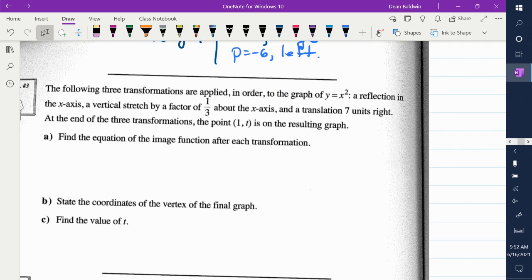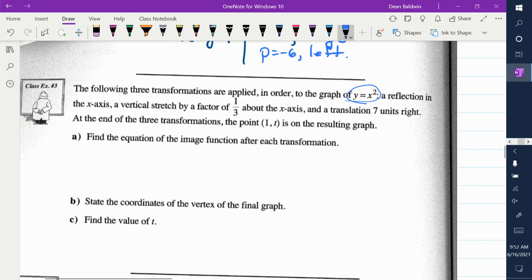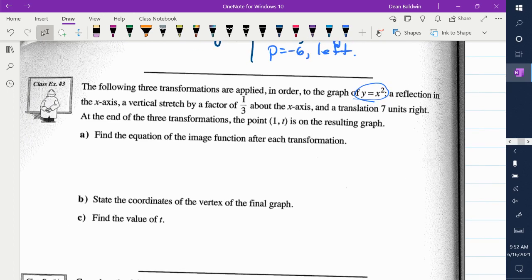Okay, so we start with y is equal to x squared. We always start with y is equal to x squared. And then we do the following. We reflect in the x-axis. As soon as I say a reflection, what does that mean the a value is? Negative. So we know our a value is going to be negative. Negative what? We do a vertical stretch by a factor of a third. So what's my a value? Negative 1/3.